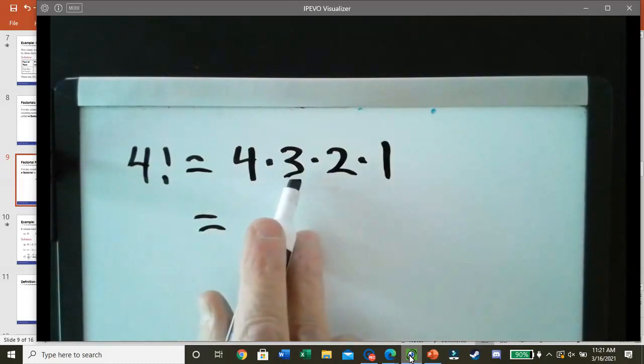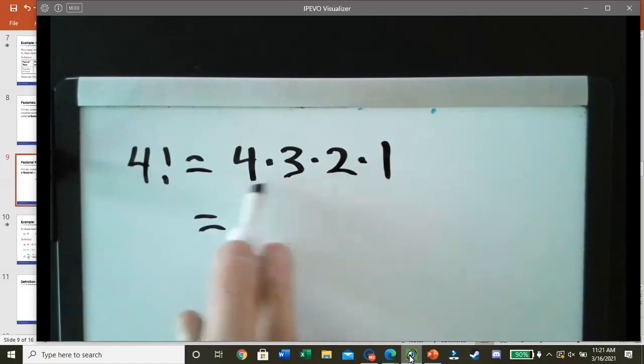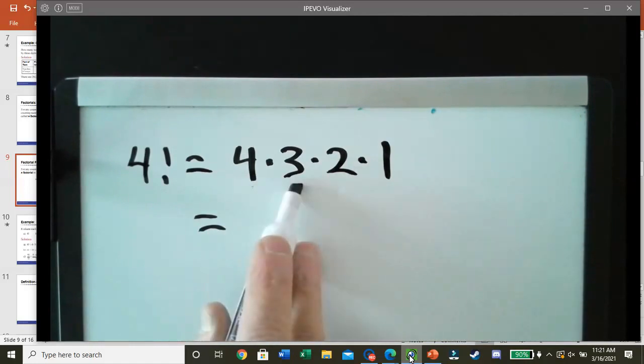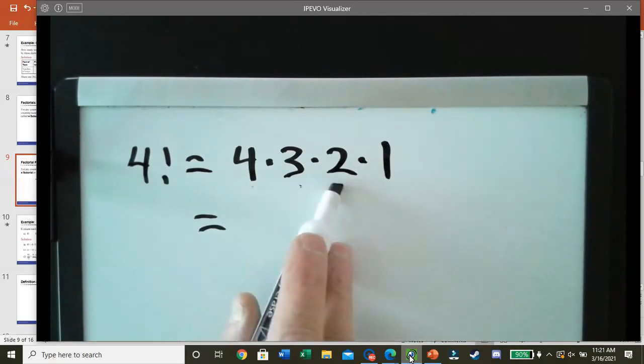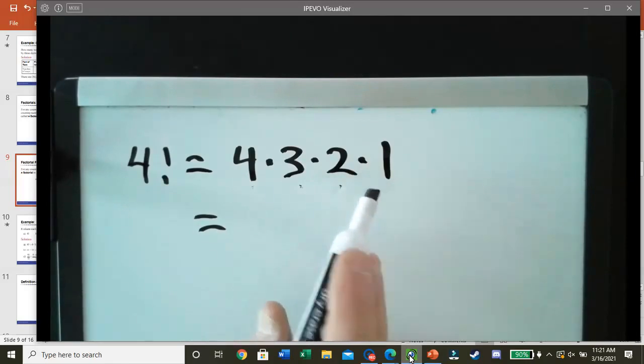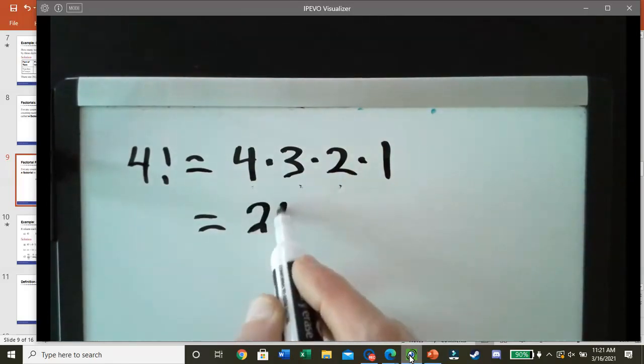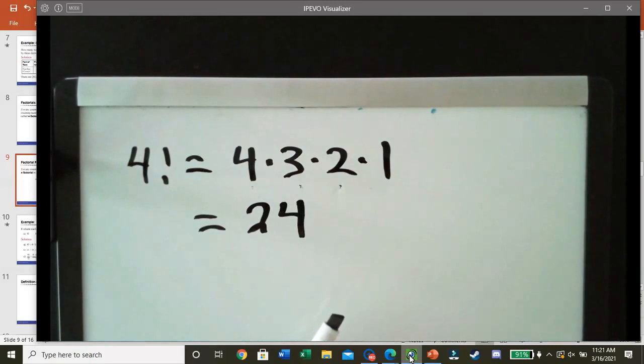So 3 times 4 is what? So now we multiply, right? 3 times 4 is 12. 12 times 2 is 24. 24 times 1 is 24. So 4 factorial is 24.